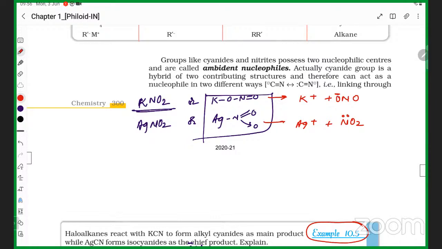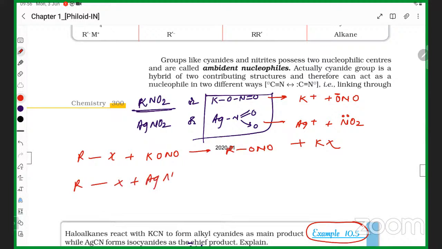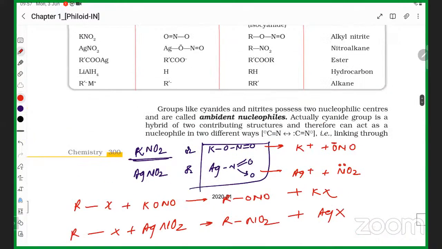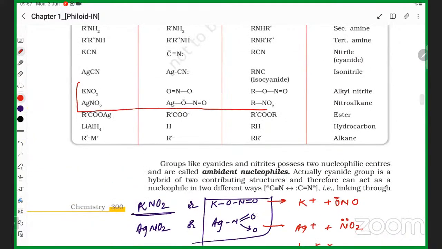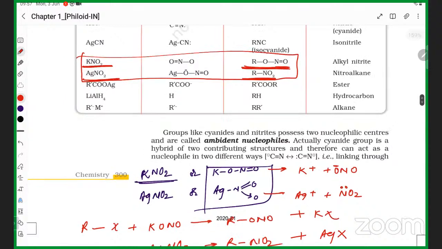If it is KNO2, how will the product form? RX plus KONO. So what is the product? RONO plus KX. And another one, RX is there and you are treating with AgNO2. So what will it give? RNO2 plus AgX. Here you come back and see these two lines. If KNO2 is there, it will be RONO. If AgNO2 is there, it will be RNO2. Can you understand this?